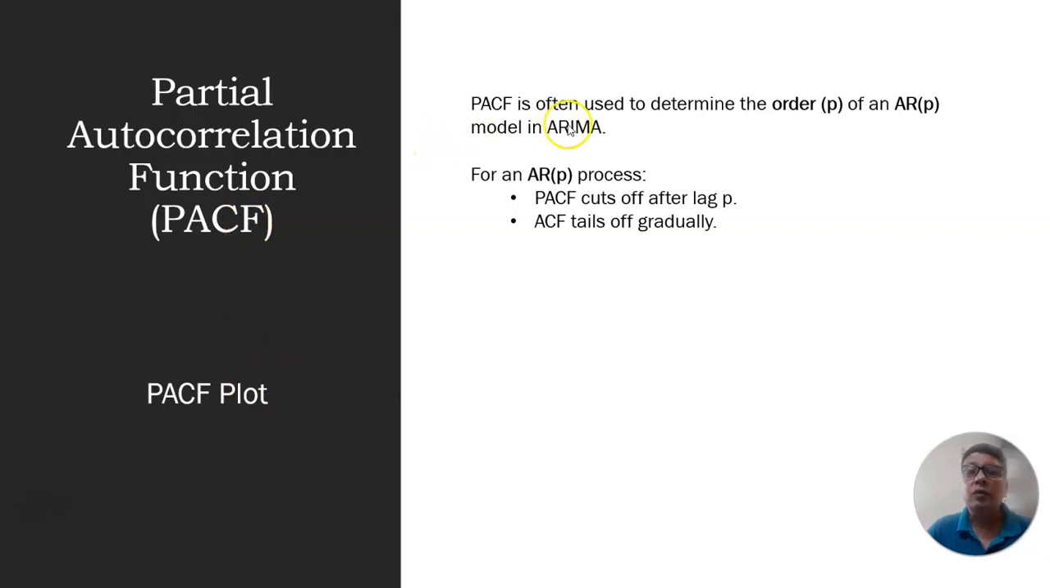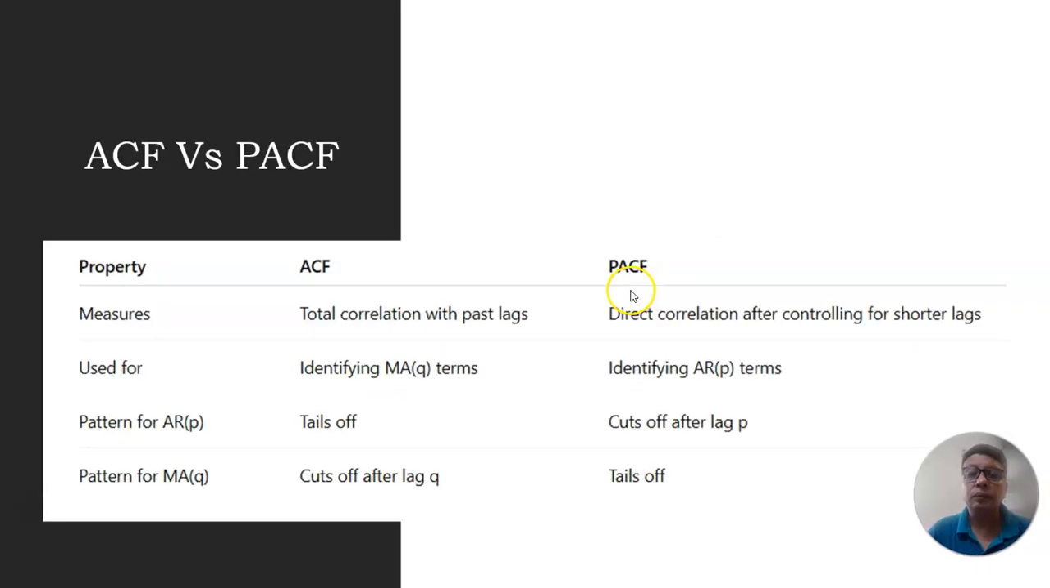PACF plot. PACF is often used to determine the order p of an autoregressive AR(p) model in ARIMA. ARIMA is autoregressive integrated moving average. So p is the order of the AR part. For an AR(p) process, PACF cuts off after lag p, and ACF tails off gradually.